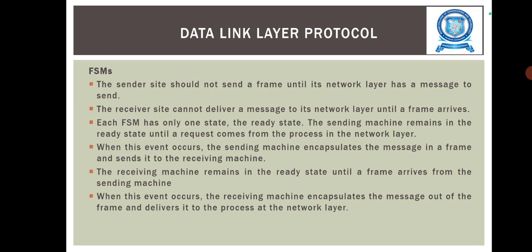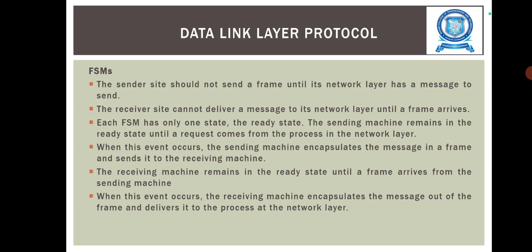Next, we are going to see the FSM. That means the sender side should not send a frame until its network layer has a message to send. The receiver side cannot deliver a message to its network layer until a frame arrives. Each FSM has only one state, the ready state. The sending machine remains in the ready state until a request comes from the process in the network layer. When this event occurs, the sending machine encapsulates the message in a frame and sends it to the receiving machine.